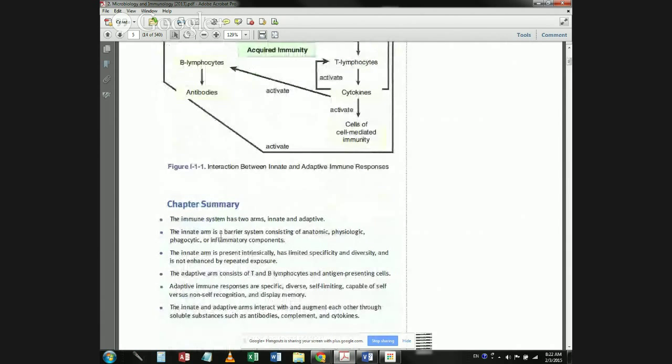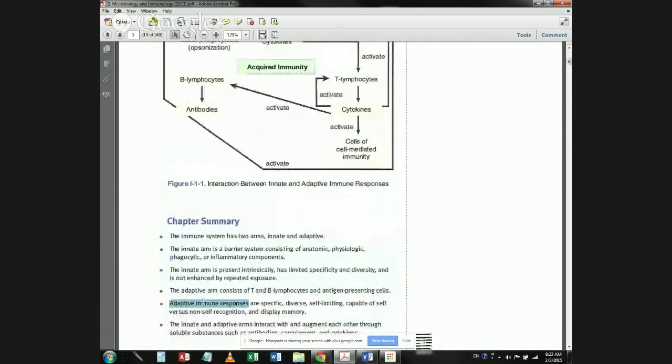The immune system has two arms, innate and adaptive. Agreed. The innate arm is a barrier system consisting of anatomic, physiologic, phagocytic, or inflammatory components. The innate arm is present intrinsically, has limited specificity and diversity, and is not enhanced by repeated exposure. The adaptive arm consists of B cells and T cells and antigen presenting cells, like macrophages. Adaptive immune responses are specific, diverse, self-limiting, capable of self versus non-self recognition, and display memory. The innate and adaptive arms interact with and augment each other through soluble substances such as antibodies, complements, and cytokines.